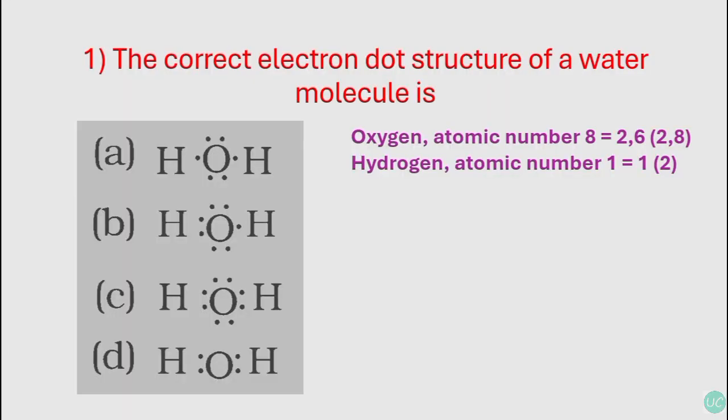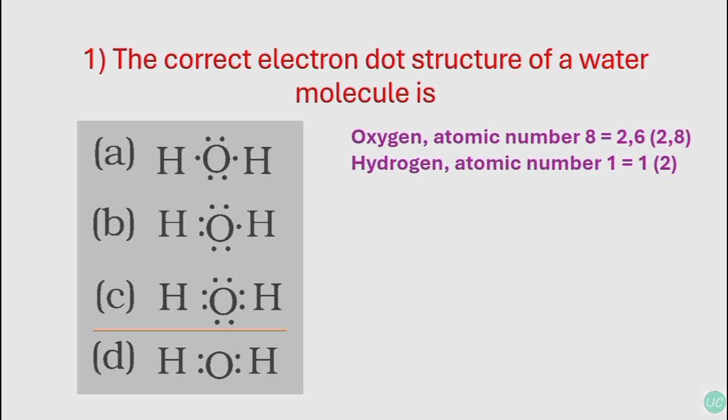Okay, our first question is: the correct electron dot structure of a water molecule is. So the correct option over here is C. In this one, as you can see, the oxygen has 8 electrons and both the hydrogens have 2 electrons. Now oxygen has atomic number 8, so its electronic configuration would be 2 and 6. That means the outermost shell has 6 electrons, and if it gains or shares 2 electrons more, it will attain the complete octet, that is 2 and 8 electrons.